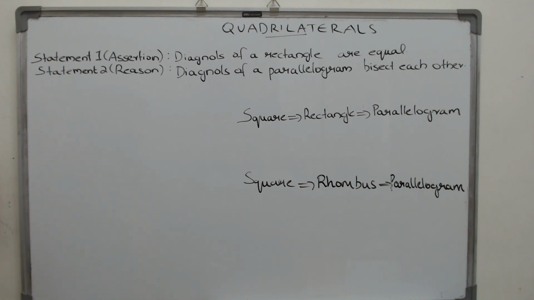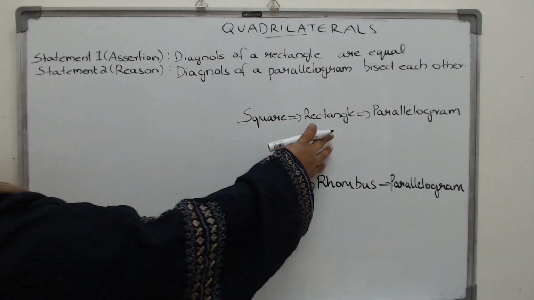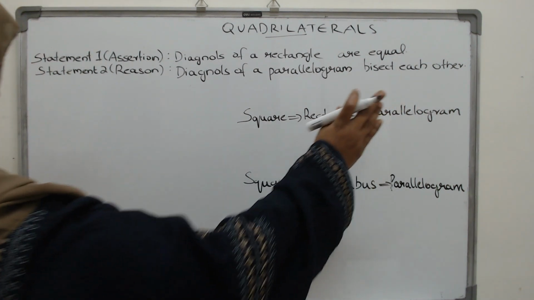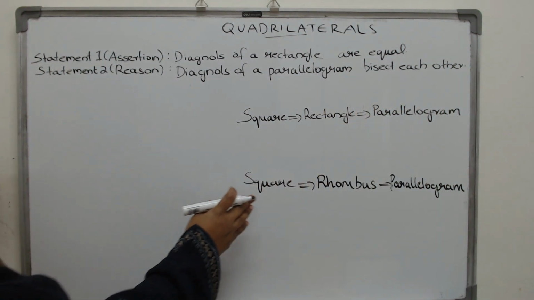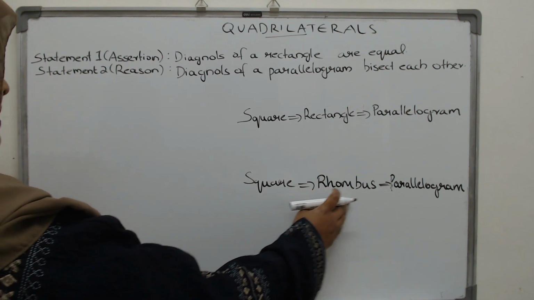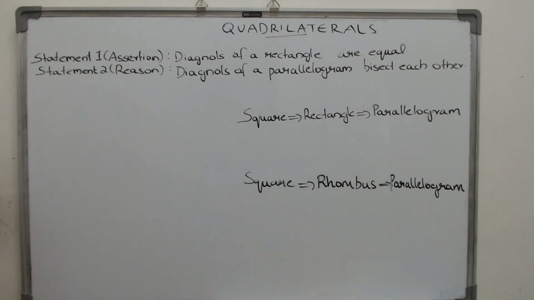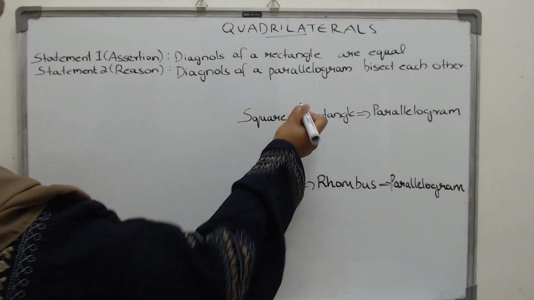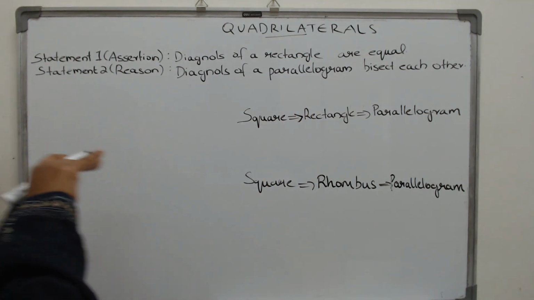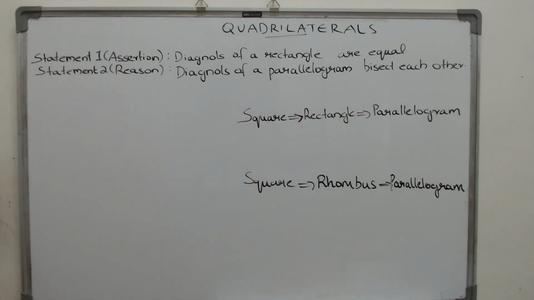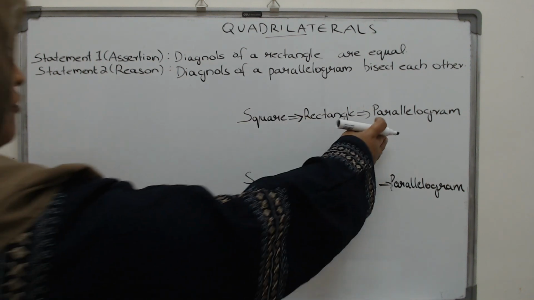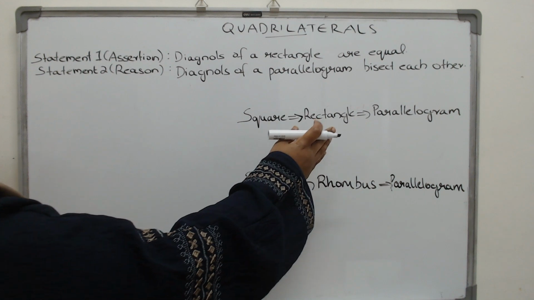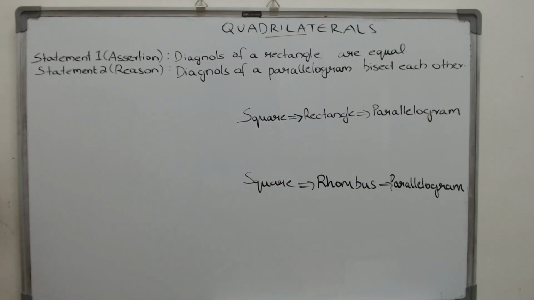How are they related? Every square is a rectangle and every rectangle is a parallelogram. Similarly, every square is a rhombus and every rhombus is a parallelogram. But as you see, the arrow points only in one direction, which means the relation also works only in one direction. Every parallelogram need not be a rectangle.